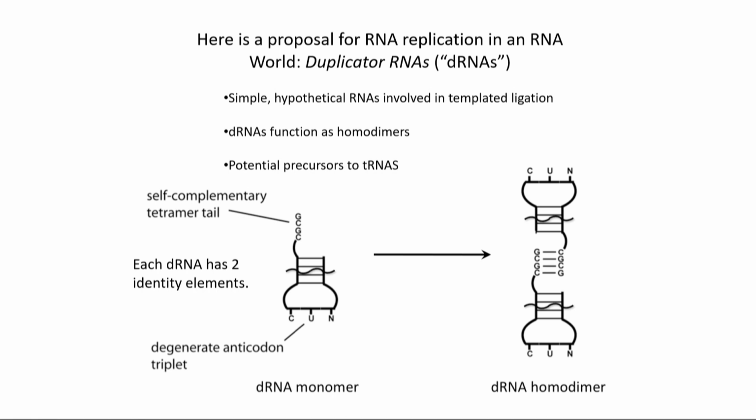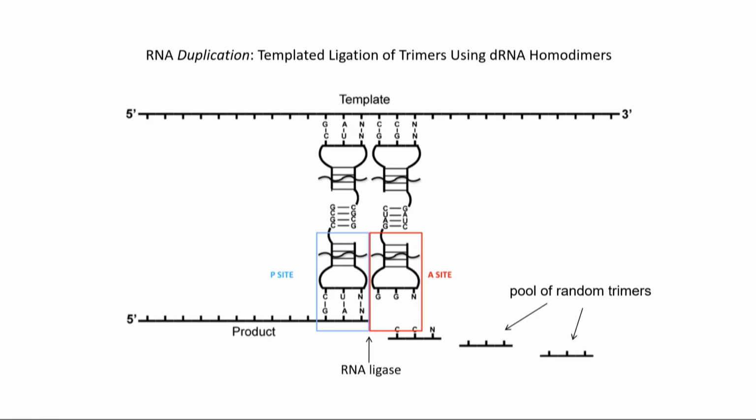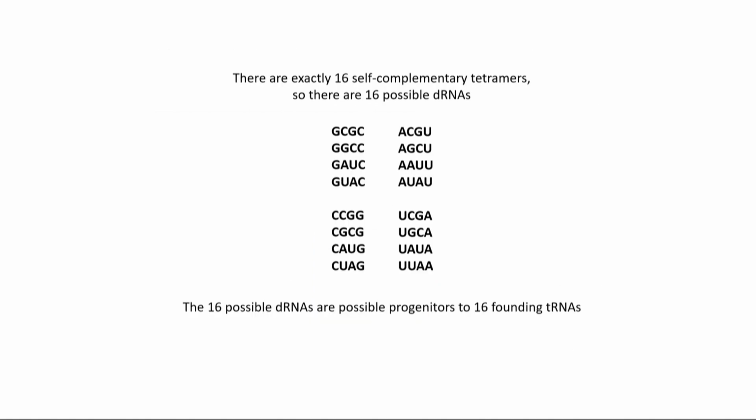So first of all, it looks kind of like the anticodon stem loop of a tRNA, except that it has a self-complementary tetramer tail. And so it can make a homodimer by pairing of its self-complementary tail to itself. And now the way it works is to read 3 base pairs at a time off a template and bring in random trimer templates until it finds the right one with the decoding site. And so there are exactly 16 self-complementary tetramers possible. And so this could have been the founding 16 tRNAs of the genetic code.